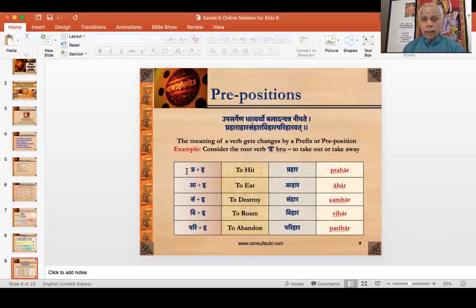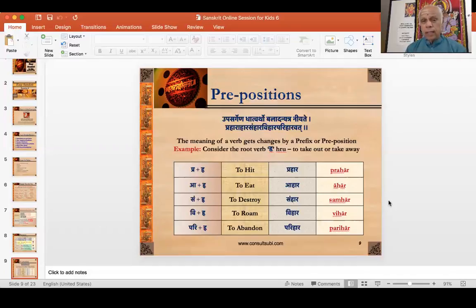Now, prahar means to hit. So if you have a prefix a and hr, it becomes ahar. And ahar is to eat. In Tamil, you say aharam, right? In some places, you have got ahara griha also in India. A restaurant is called ahara griha, where you eat.